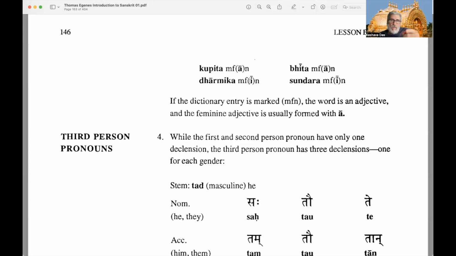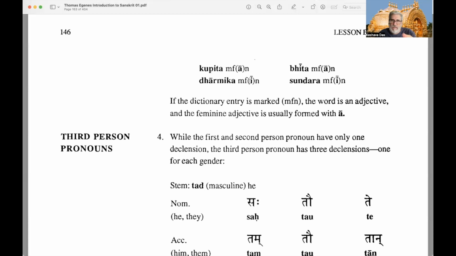So therefore, we are going to have to add endings to it according to the thing that it describes, and whether the thing that it describes is masculine, feminine, or neuter, right? Grammatically, we have to change those endings for the adjective. And it will tell us in the dictionary how to do that. In most cases, we're using the long A endings for feminines. In some cases, like dharmika and sundara here, we should use the long I endings.